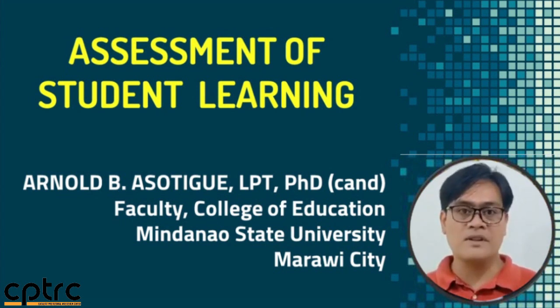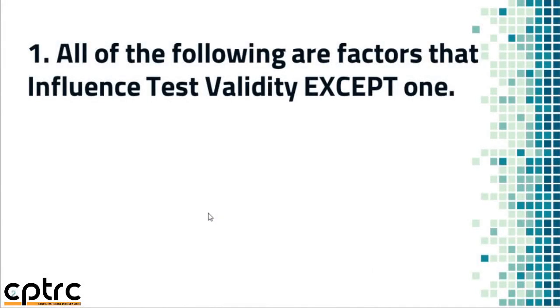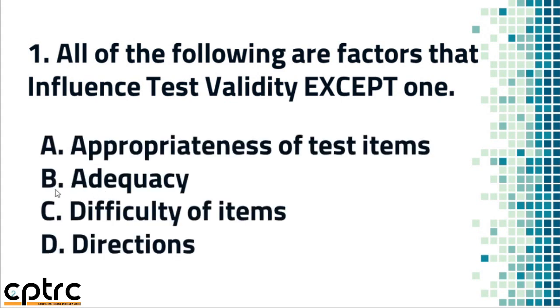Let's start with the 50 items of the first set of the Assessment of Student Learning. Let's start with question number 1. All of the following are factors that influence test validity except one. The correct answer is letter B.